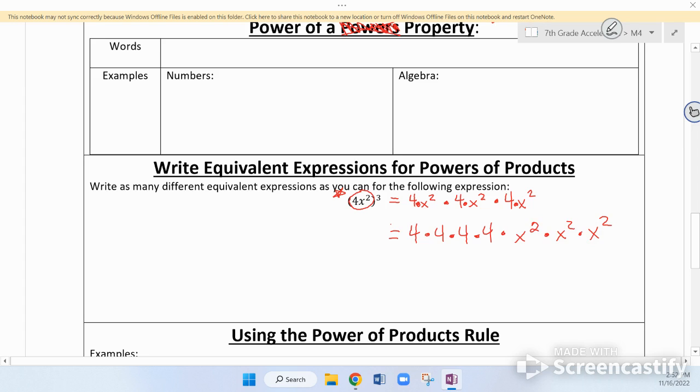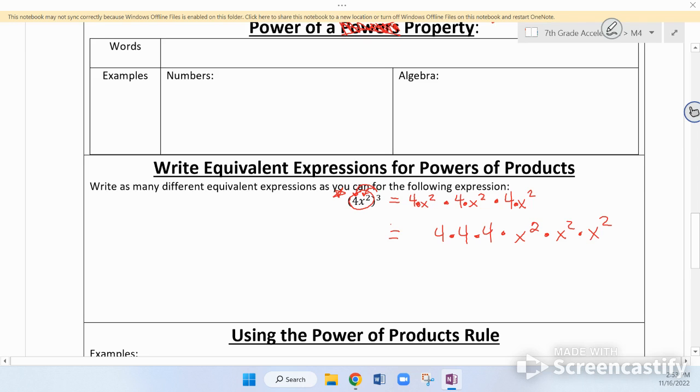And hey, look at that. Did I put too many 4s? I did put too many 4s. Let's get rid of that one. Okay. All right, we have 3 4s and 3x squareds. See that? 3 of those and 3 of those. We end up with 3 of each of those factors inside of that product.